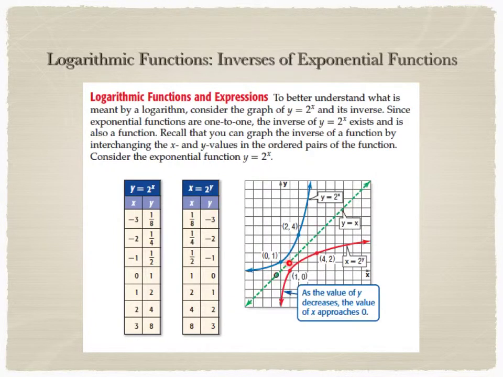Here's my line y equals x, and if you flip the x and y values, if we switch the x and y values, that's finding the inverse, right? And you can see here that we end up with this graph. And this graph actually turns out to be the log function. It's the log base 2 of y equals x, all right?